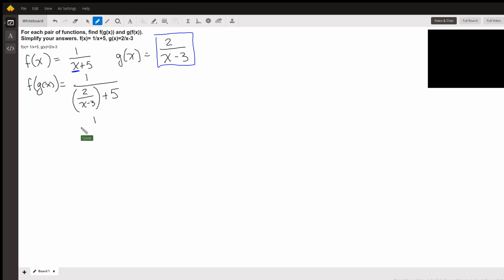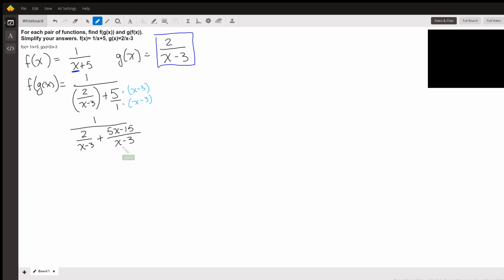But since those two have unlike denominators, we need to take care of that first. So if I have 2 over x minus 3, and if I view this 5 as being a 5 over 1, and then I multiply the top and bottom of that by x minus 3, I get here 5x minus 15 over x minus 3.